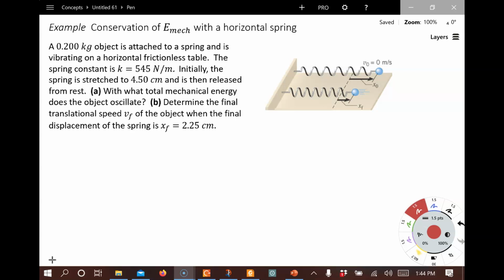surface on which the simple harmonic oscillator, the mass, is oscillating about. And so the only force that we need to consider is the spring force. And therefore, the spring force is a conservative force, and it has a potential energy, the elastic potential energy, defined for it, and so we can use conservation of mechanical energy to solve this.